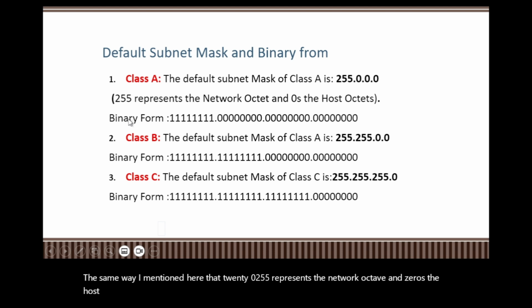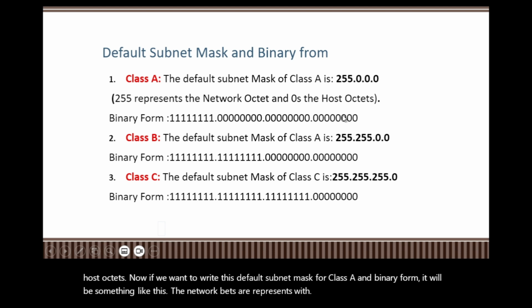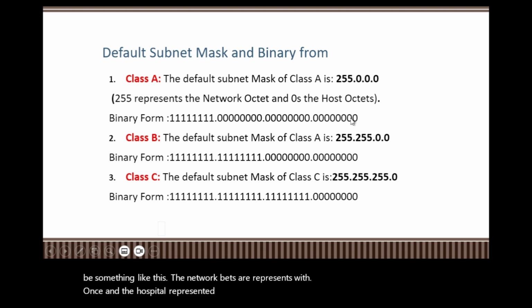Now, if we want to write this default subnet mask for class A in binary form, it will be something like this. The network bits are represented with ones, and the host bits are represented with zeros.